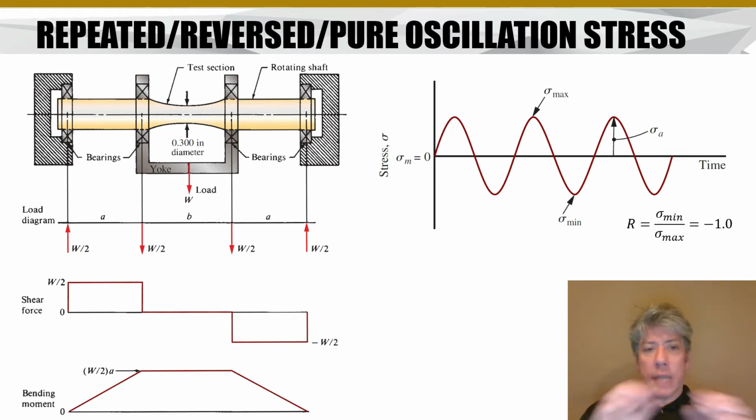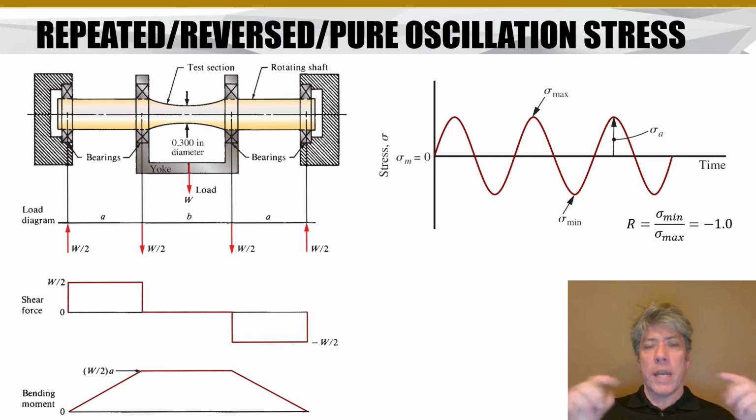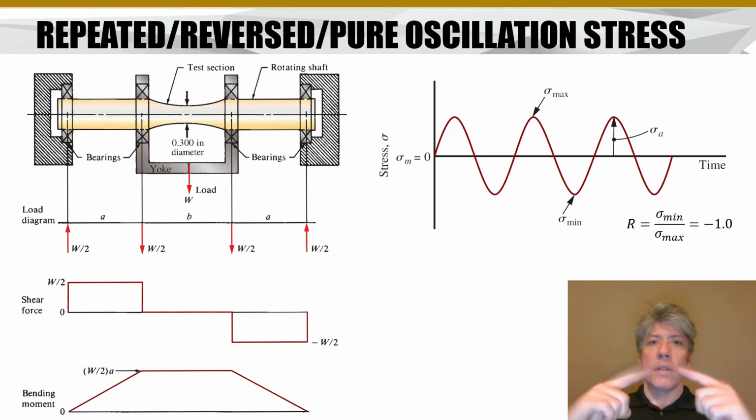Now that center section then has only the moment WA over 2. It has no shear in it. So what we're doing here is applying a pure bending moment. And notice what happens. As the shaft turns over, the section that was at the top, that would have been in compression, is now on the bottom and it's in tension.